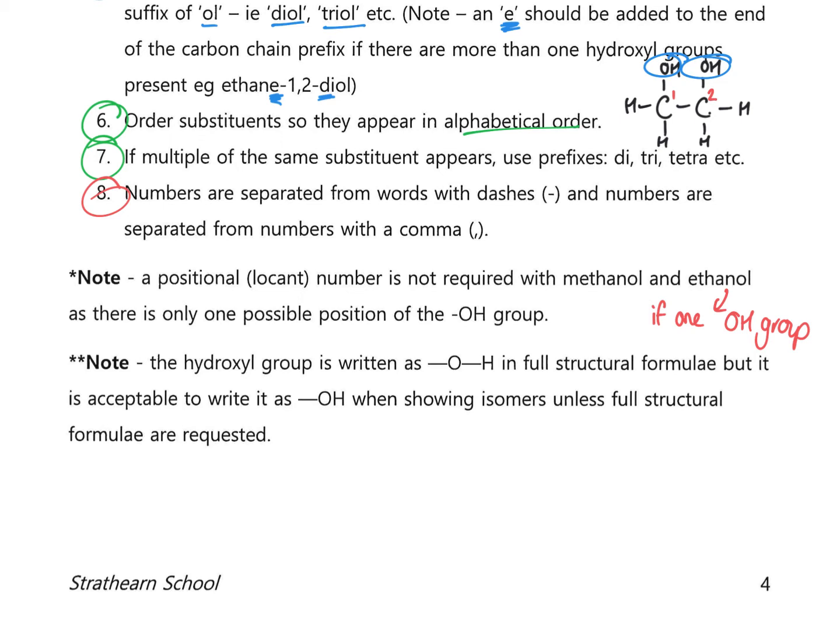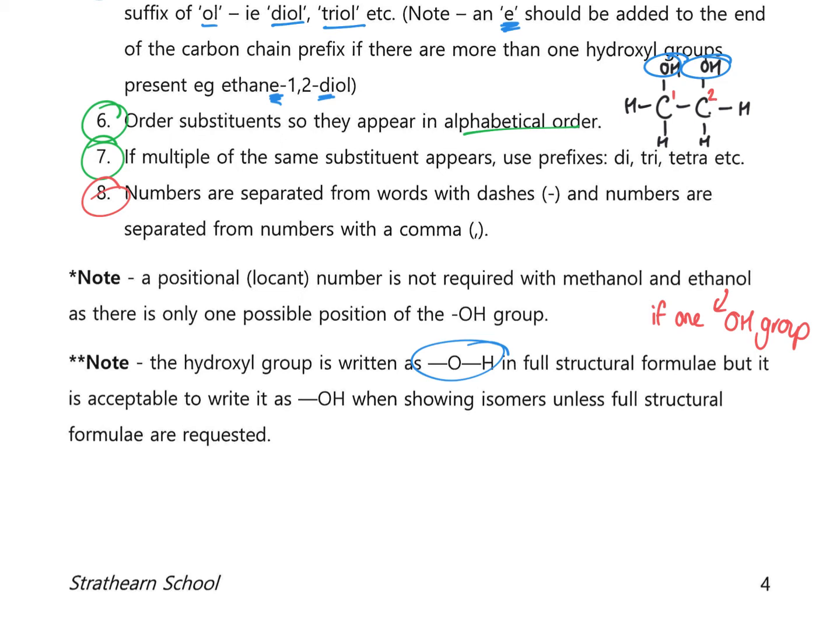And then in terms of drawing the structure of your alcohols, if you're asked to draw the structural formula, you must draw the OH group as the full structural formula showing all the bonds. But if you're just showing different isomers, then it is okay to group that together as OH, as long as you're not asked for the full structural formula. So if you're asked for the full structural formula, make sure you draw all of the bonds, which is O single bonded to H.